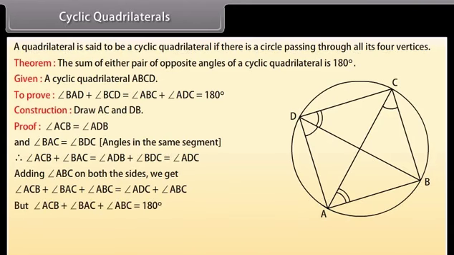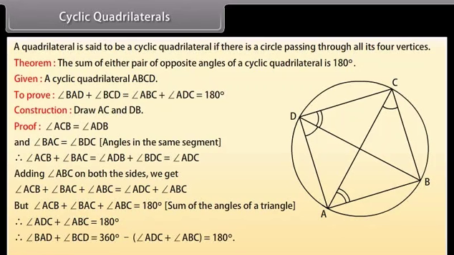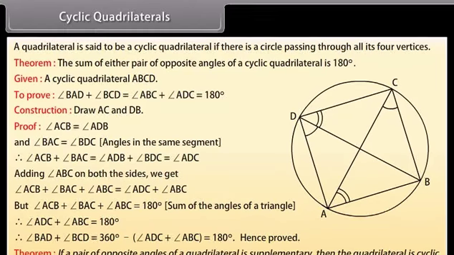But angle ACB plus angle BAC plus angle ABC is equal to 180 degrees, because the sum of the angles of a triangle is 180 degrees. Therefore, angle ADC plus angle ABC is equal to 180 degrees. Therefore, angle BAD plus angle BCD is equal to 360 degrees minus (angle ADC plus angle ABC), which is equal to 180 degrees. Hence proved. The converse of this theorem is also true. That says, if a pair of opposite angles of a quadrilateral is supplementary, then the quadrilateral is cyclic.